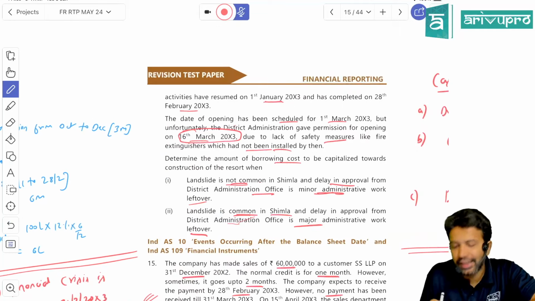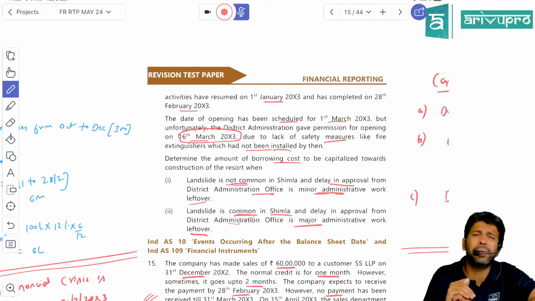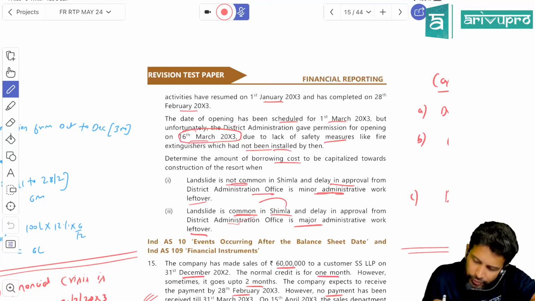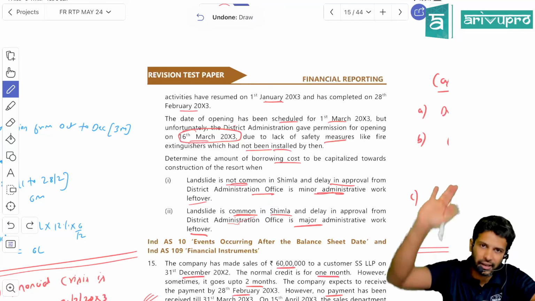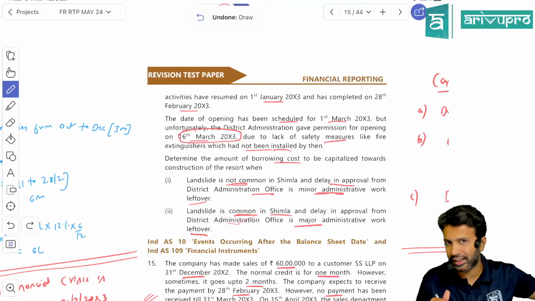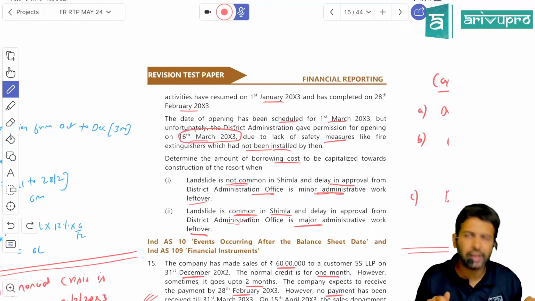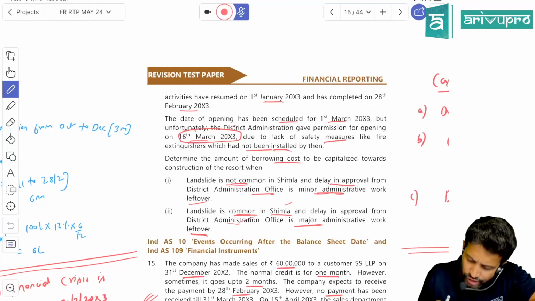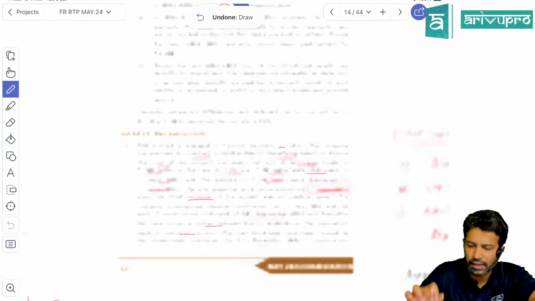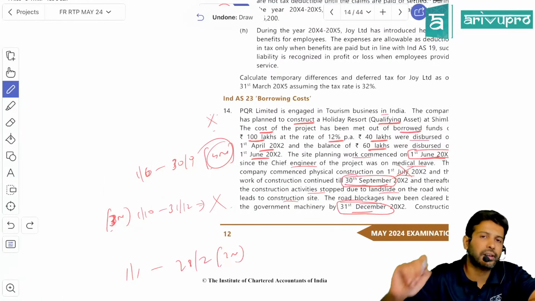Second case, landslide is common. Now they're saying landslide is part and parcel of this area, Shimla area. Okay. In that case, you cannot say that active development of qualifying asset is suspended because there's a temporary delay because this was expected. If it was expected, we call it a temporary delay. If it was unexpected, then it becomes a permanent delay. In case of a permanent delay, we suspend the capitalization, meaning borrowing cost we will not capitalize for that period. If it's a temporary delay, then capitalization will still continue. Since they're saying it is common over here, even for the period the work got stopped due to landslide, 3 months, even this period, interest will be capitalized.